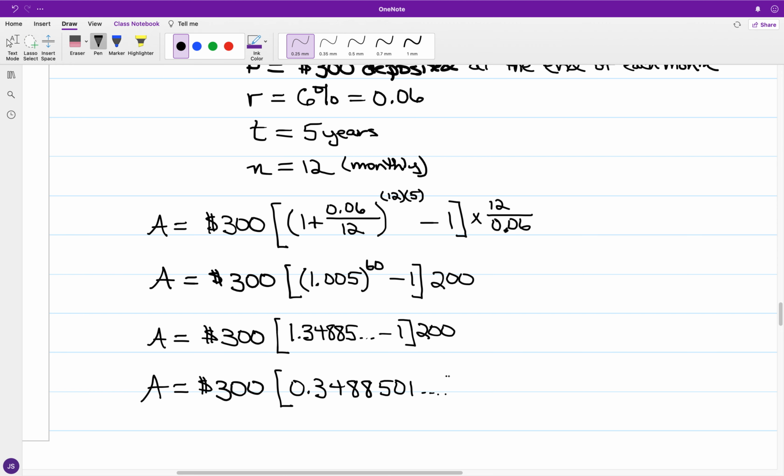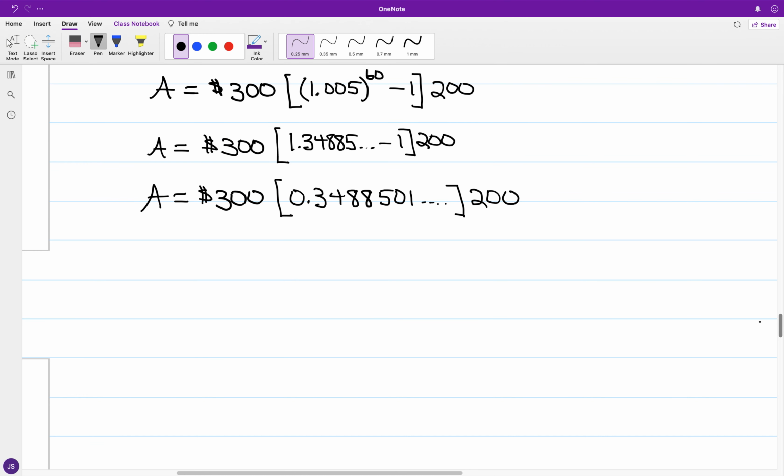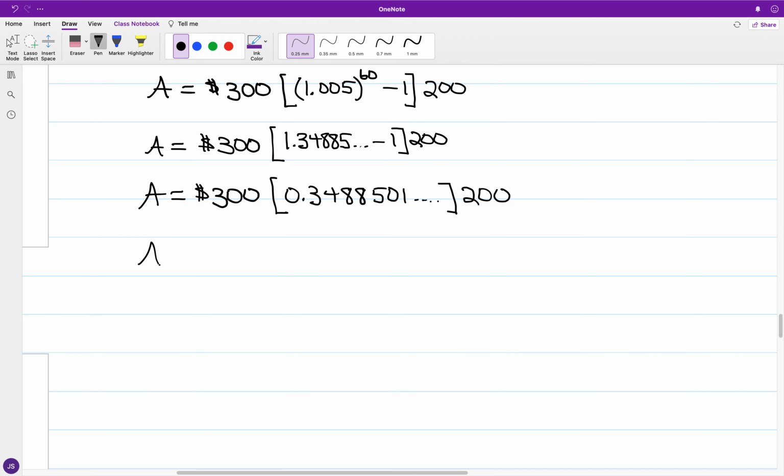Okay, so taking this and multiplying by both $300 as well as 200, it's going to turn out that for the future value, this is what we're going to have in the big picture. So you've got $300 a month, and for every year you're looking at $3,600 a year. $3,600 a year for 5 years will be $18,000 for the lump sum of the deposits.